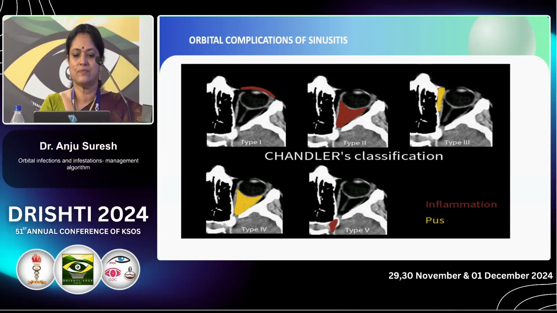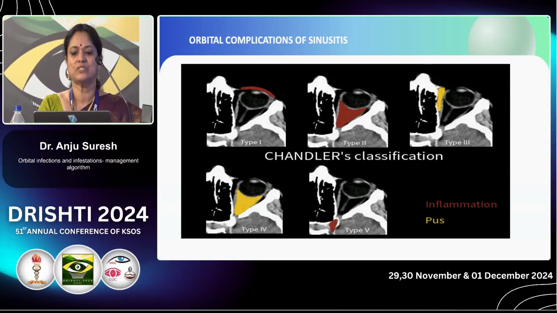So the 5 stages were: 1, preseptal cellulitis, where the inflammation is present only anterior to the orbital septum. When the inflammation proceeds posterior to the orbital septum and both the muscle and the fat is involved, it causes orbital cellulitis.